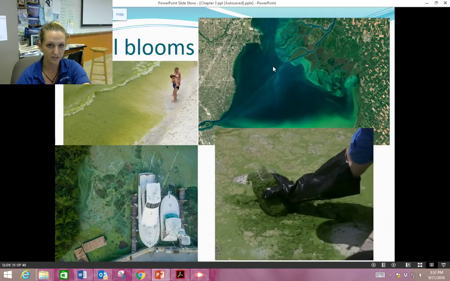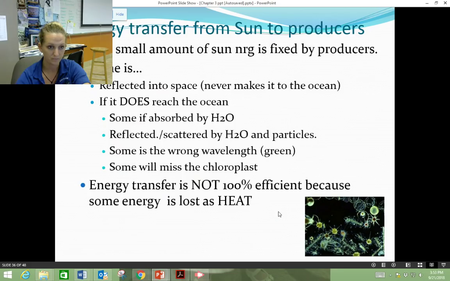Okay. These are all Florida. Look how thick that is. Hard for light to pass through that. It's gross.